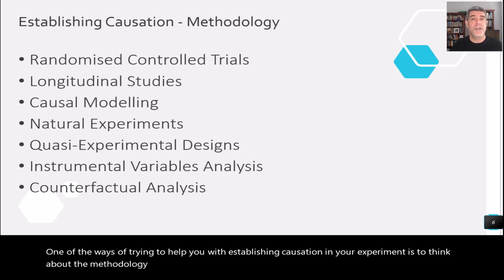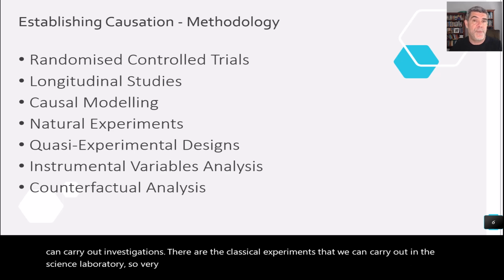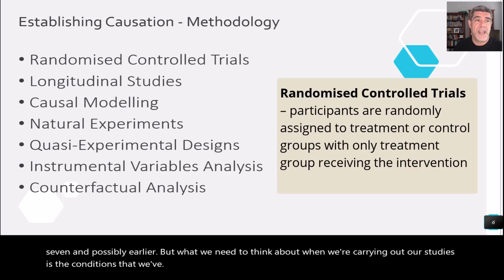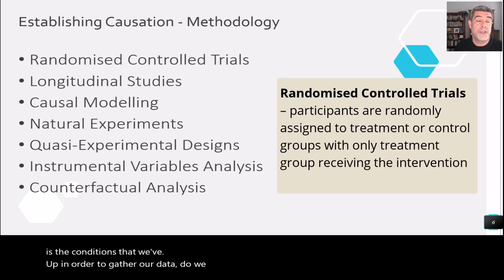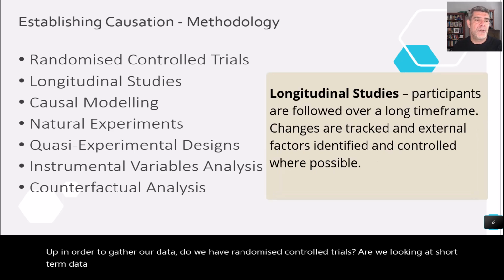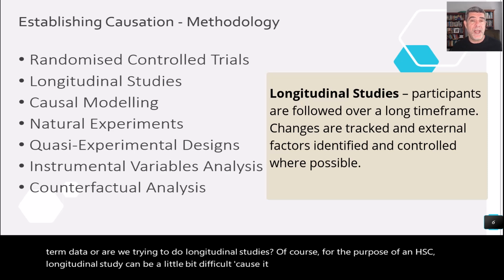The problem with methodology is there's lots of different ways that we can carry out investigations. There are the classical experiments that we can carry out in the science laboratory, very similar to the ones that you've been carrying out since you're in year 7 and possibly earlier. But what we need to think about when we're carrying out our studies is the conditions that we've set up in order to gather our data. Do we have randomized controlled trials? Are we looking at short-term data, or are we trying to do longitudinal studies? Of course, for the purpose of an HSC, a longitudinal study can be a little bit difficult because it is by nature a reduced time frame.